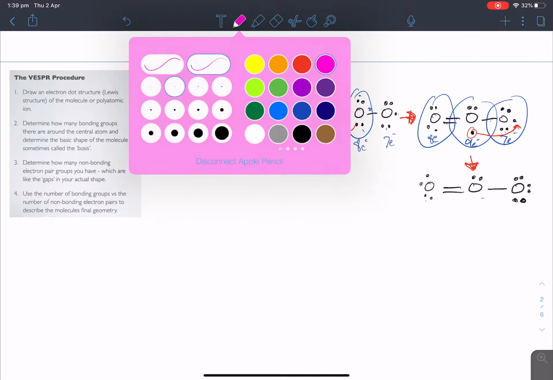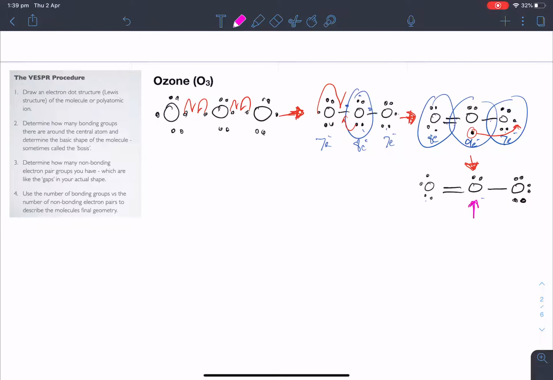Number 2, we need to go to our central atom, our central oxygen. How many bonding regions? 1, 2 bonds, and a lone pair. So that's 3 bonding regions or groups. So the basis must be trigonal planar.